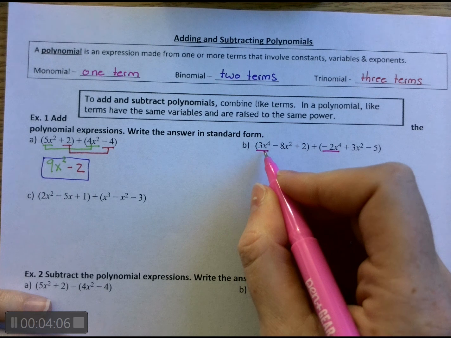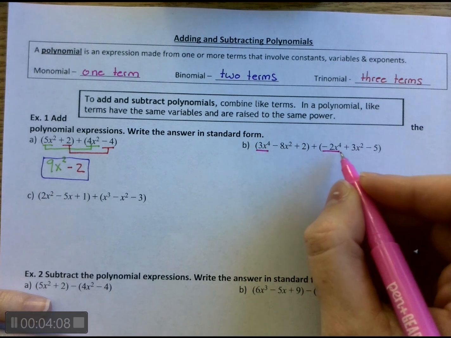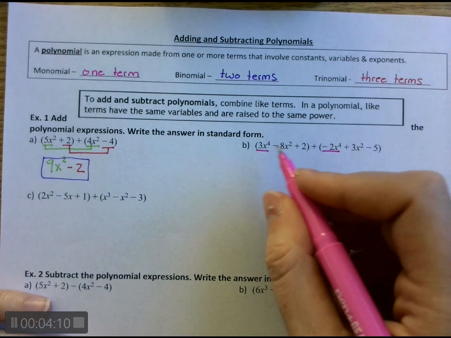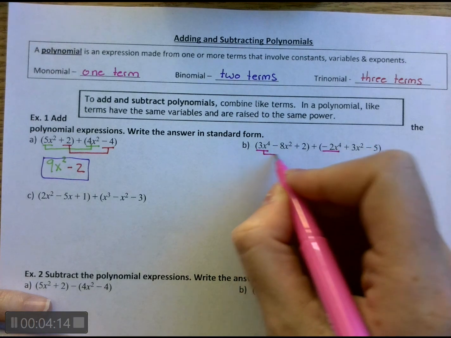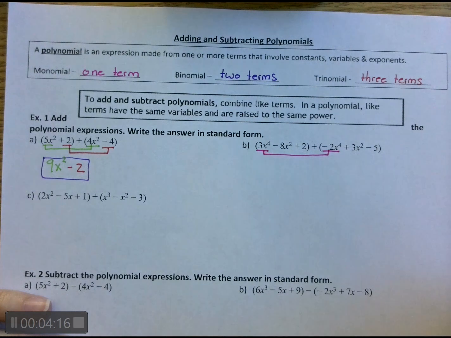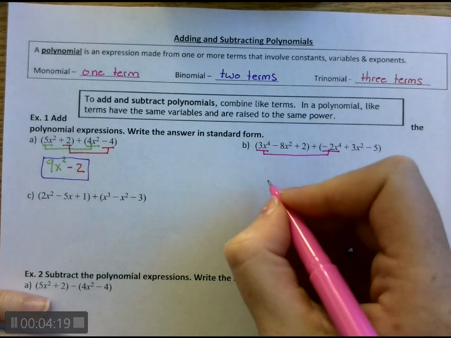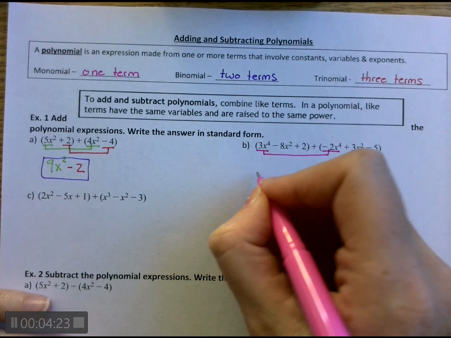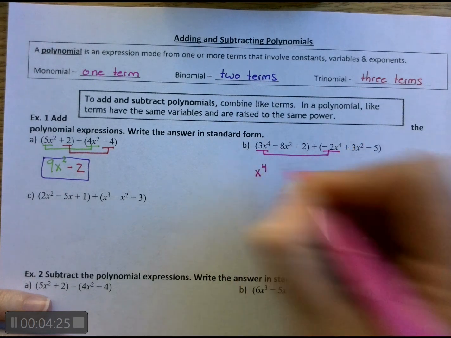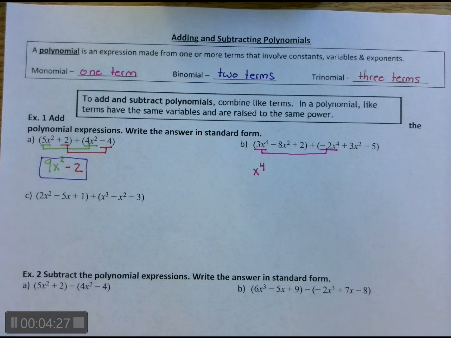So we're going to combine 3x to the 4th minus 2x to the 4th. So it is 3 minus 2. Well, that's just going to be 1. So instead of writing 1x to the 4th, I'm just going to write x to the 4th. Okay?